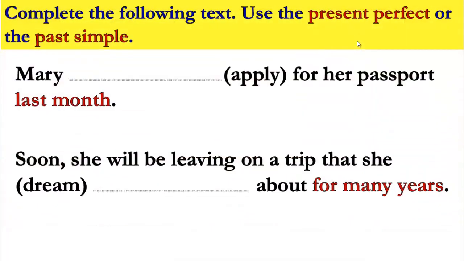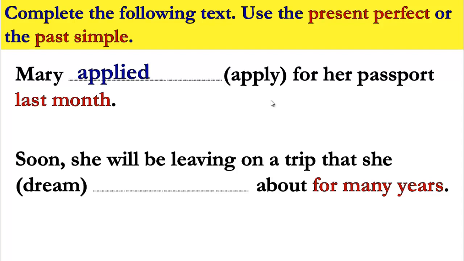Okay, the first one here. Mary, between the two brackets here, for her passport last month. Okay, do here we have the time. Is the time mentioned here? That's right, the time is mentioned. So we are going to use past simple. So verb from apply. That's right, this one is, yeah, regular verb. So remove Y and write IED. So Mary applied for her passport last month. Excellent. Okay, let's see the next example.